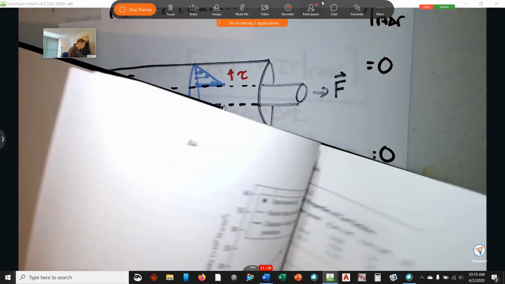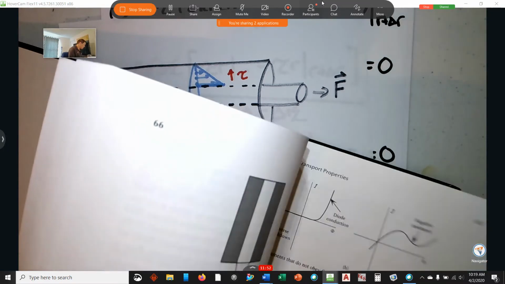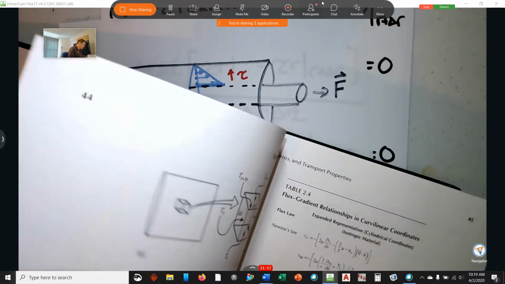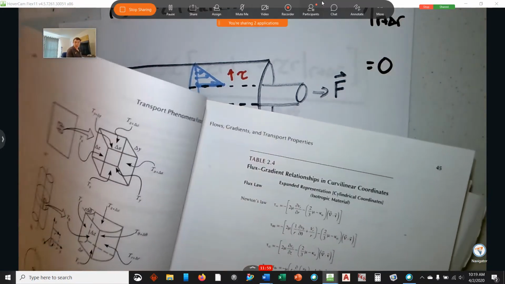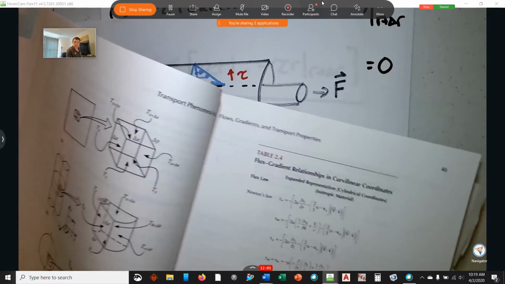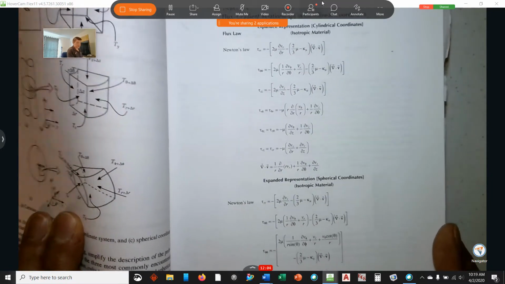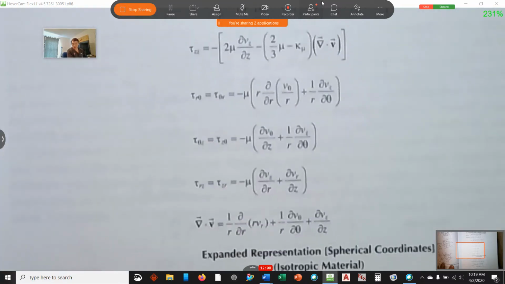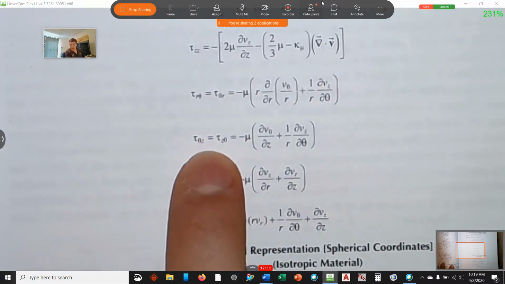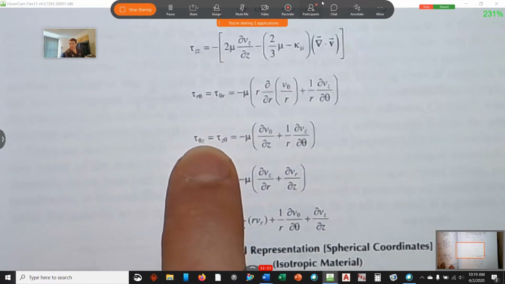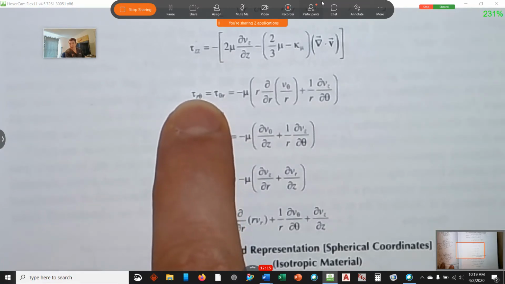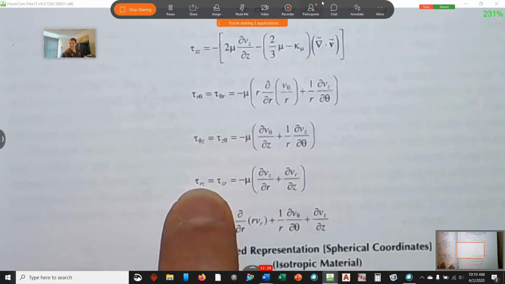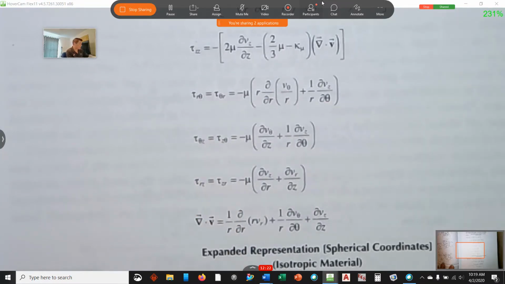That's important for us because now we need to get out our transport textbook, revisit chapter 2 where we learned about these flux laws. And in table 2.4, we have flux gradient relationships in curvilinear coordinates. And let's see, we have shear on the theta plane in the direction of z, shear on the r plane in the direction of theta. What we just found is we're shearing the r plane.